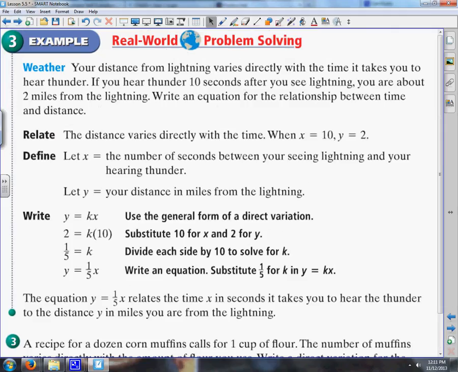All right, real world problem. Your distance from lightning varies directly with the time it takes you to hear thunder. If you hear thunder 10 seconds after you see lightning, you're about 2 miles away from the lightning. Write an equation for the relationship between time and distance. The distance varies directly with the time. So if x equals 10, y equals 2, because those two go together.